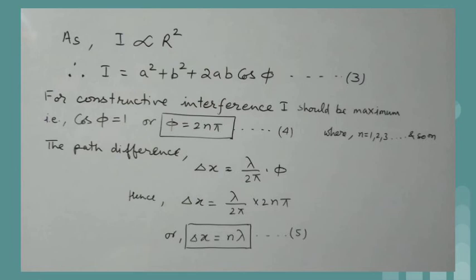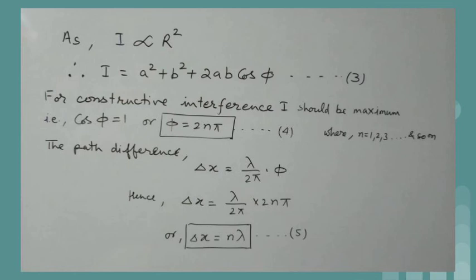And the path difference is equal to λ/2π times the phase difference, that is Δx = (λ/2π) φ. Hence the path difference Δx = (λ/2π) × 2nπ, or Δx = nλ. Now we can summarize the condition. For constructive interference at a point, the phase difference between the two waves should be either 0 or an even multiple of π, and the path difference should be an integral multiple of the wavelength.